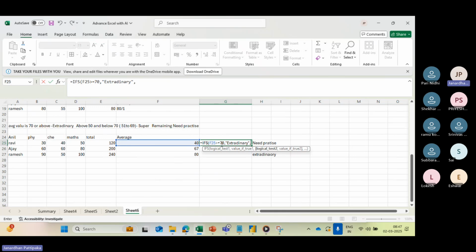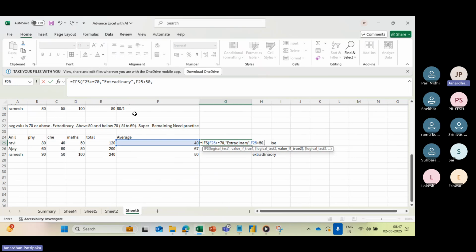Now the second condition. Since you are using ifs, don't write if multiple times. Now you just mention the conditions. So what is the condition here? You need to select this cell. If F25 is less than 50, that means below 50. Above 50 or below 70 means 51 to 70, and above 70 you have already mentioned, right? So you can mention less than 50. After mentioning the logical test, you have to mention the comma, right?